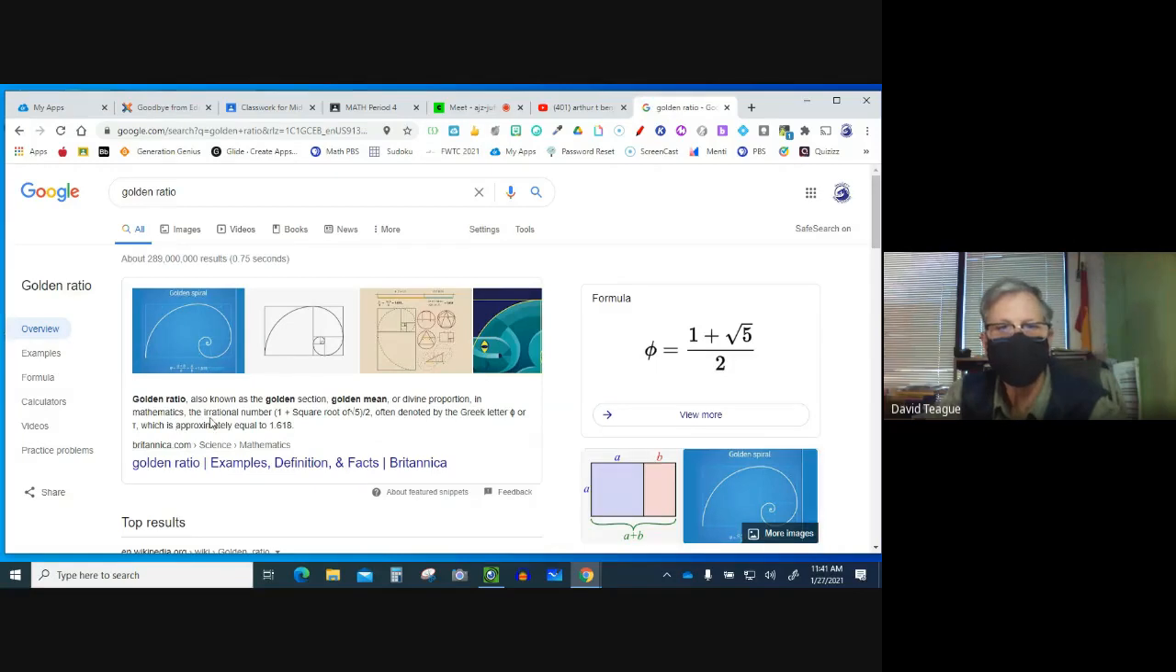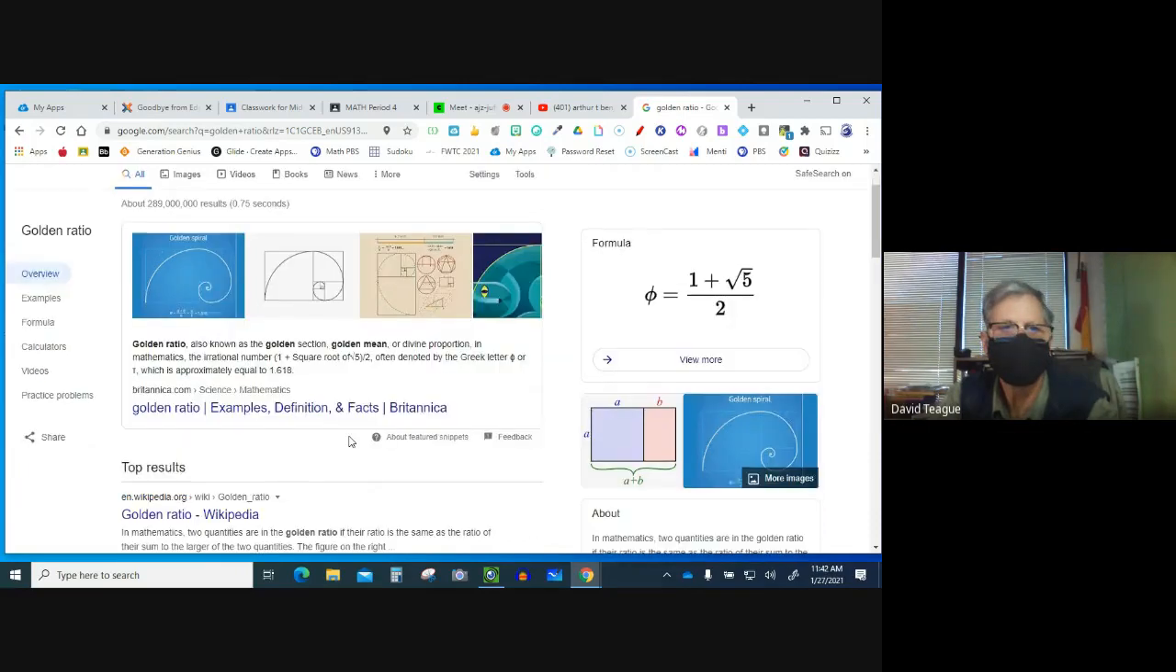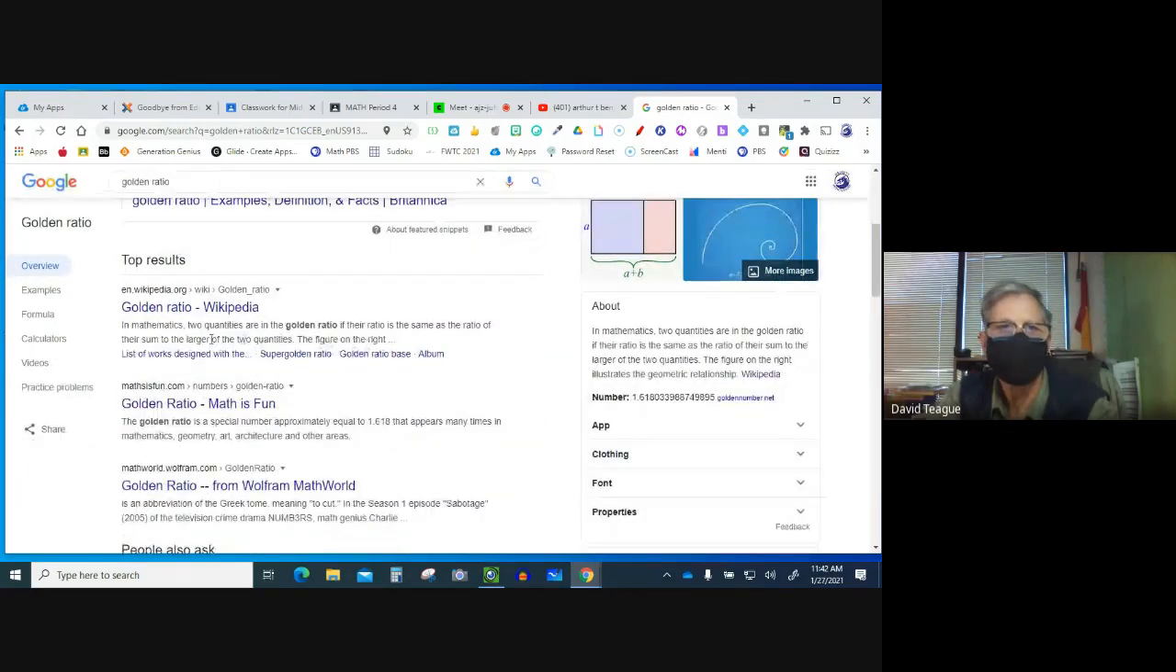Golden ratio, also known as the golden section, golden mean, or divine proportion. In mathematics, the irrational number (1 plus the square root of 5) divided by 2, often denoted by the Greek letter phi, is approximately equal to 1.618. In mathematics, two quantities are in golden ratio if their ratio is the same as the ratio of their sum to the larger of the two quantities.